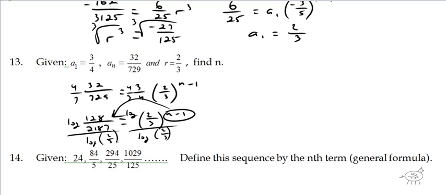Okay? And if I divide that out, I get 7. So I get n minus 1, right? There's my n minus 1 that's in front. N minus 1 is equal to 7, so n equals 8. And that's your answer for that one.